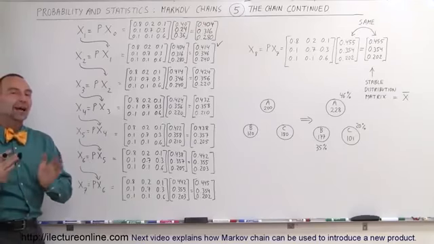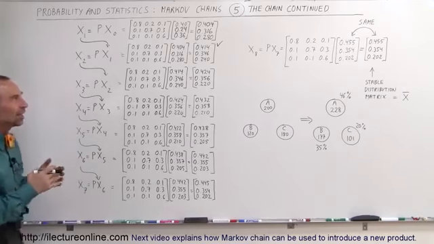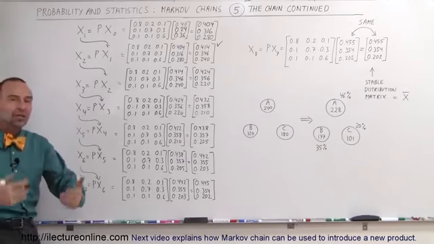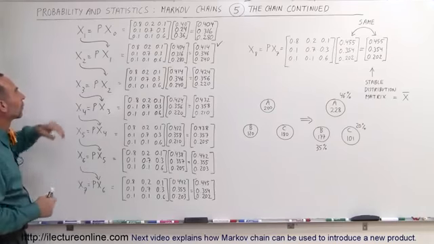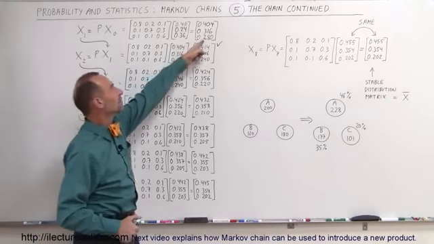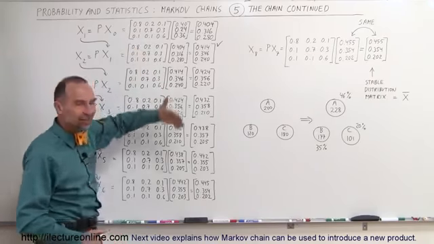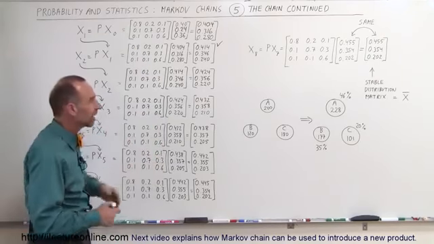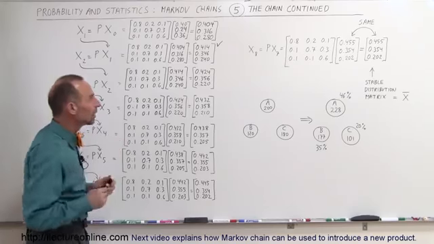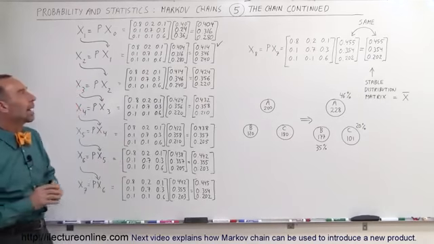Welcome to our lecture online, and now we're going to take a look at the Markov chain in a little bit different way. We're just going to continue working this problem. We're going to take our initial state matrix right here and our probability matrix and simply calculate the next state, the next state, the next state. And if we keep going like that, you see something very interesting happening.